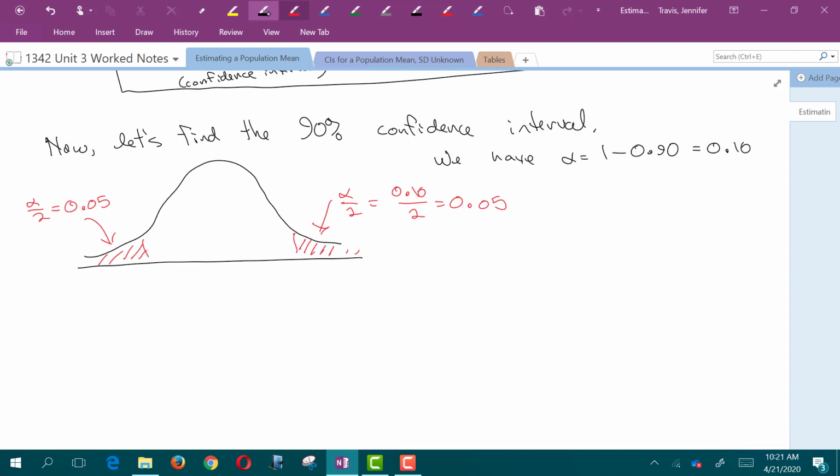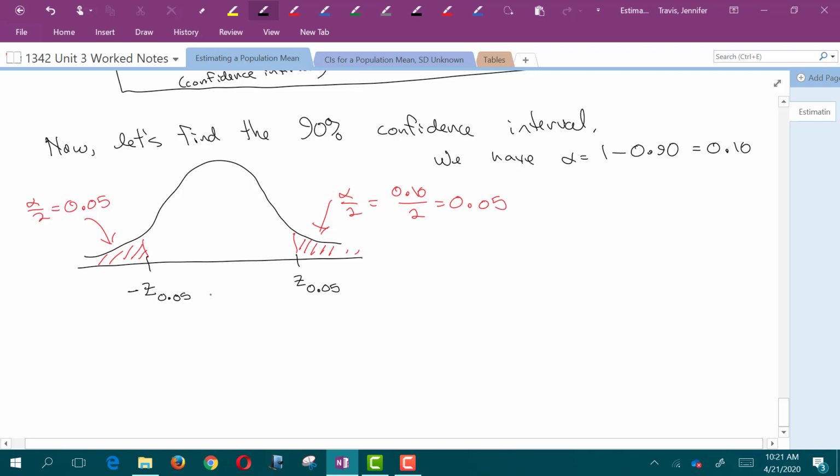And so now, my critical values are going to be different. So we've got a z. This one's going to be negative. This one is going to be positive. And my subscript represents the area that's to the right of this positive one. So this is going to be z subscript 0.05. And this one is going to be the negative of that.